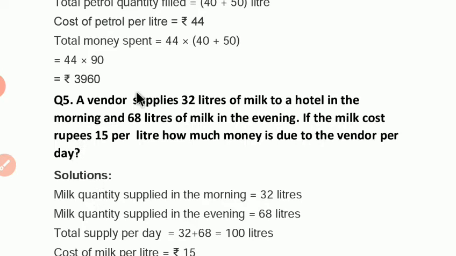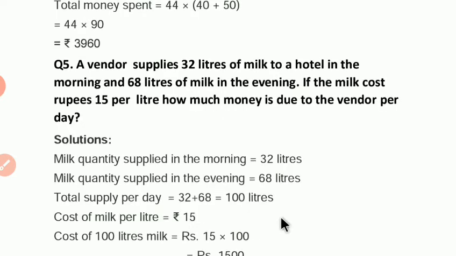Then question number 5. A vendor supplies 32 liters of milk to a hotel in the morning and 68 liters of milk in the evening. If the milk costs rupees 15 per liter, how much money is due to the vendor per day? You can see in the morning he is supplying 32 liters, and the milk quantity supplied in the evening is 68 liters.